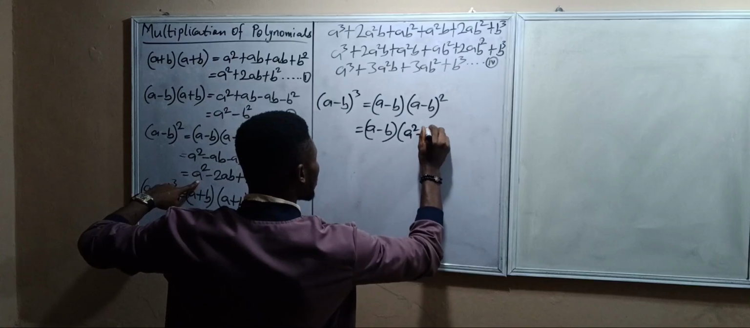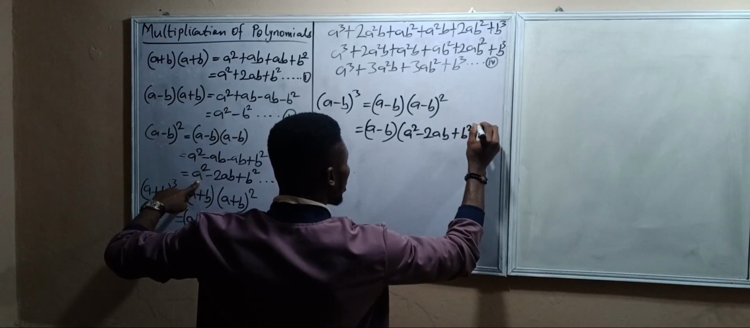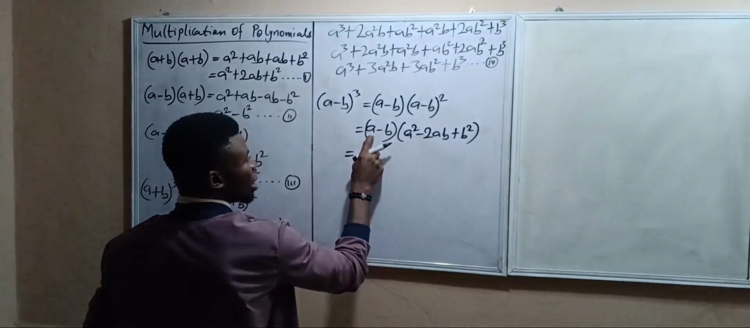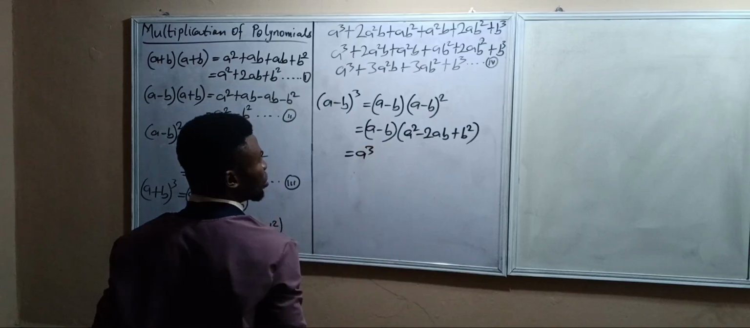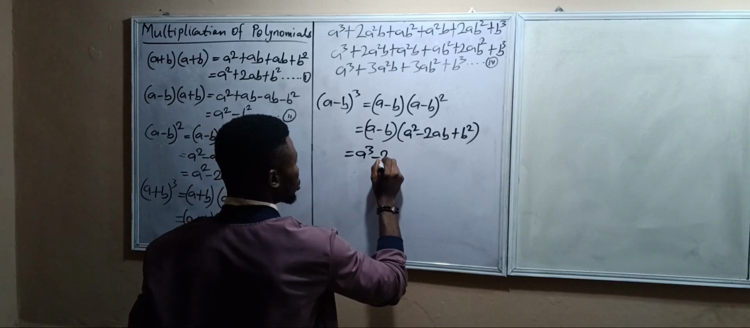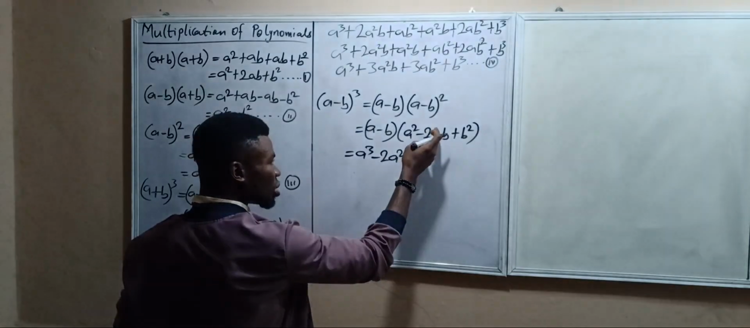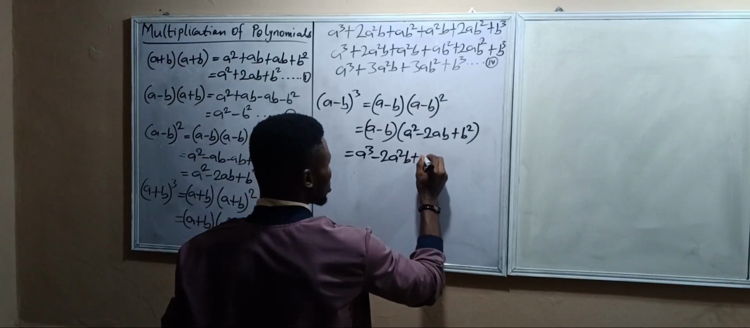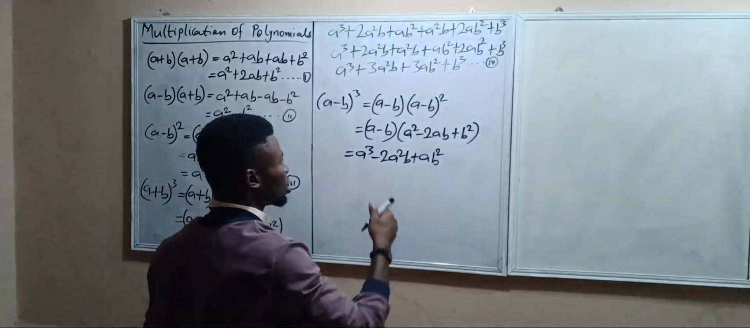a² − 2ab + b². Now, let's multiply. Of course, this is plus a. a times a² is a³. Then a times −2ab is −2a²b. But this is a times this one, that is 2a²b. Now a multiplied by b² is plus ab². That's for a. Now let's move to the second one.